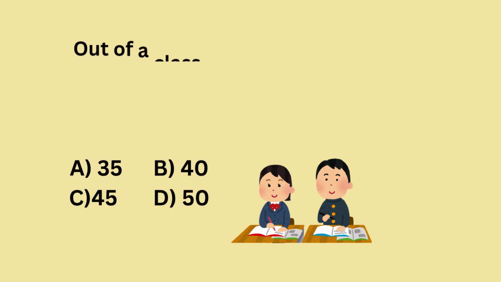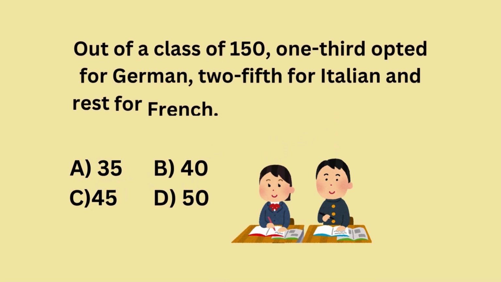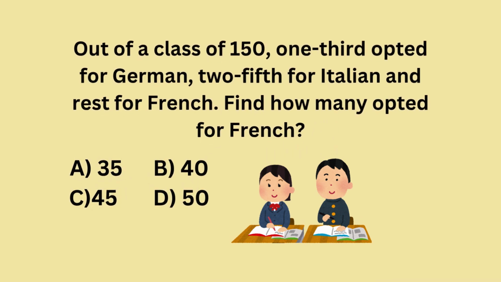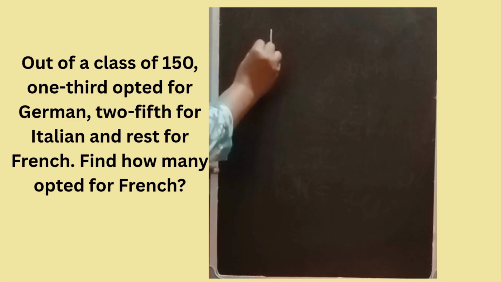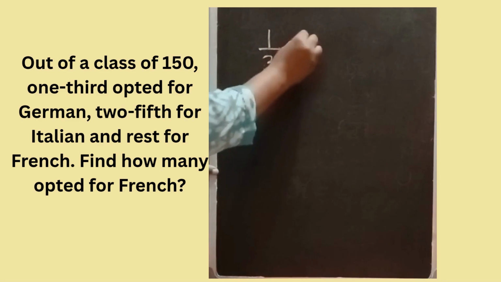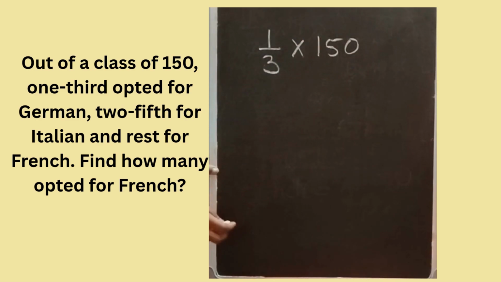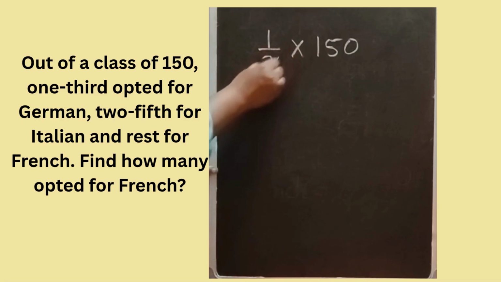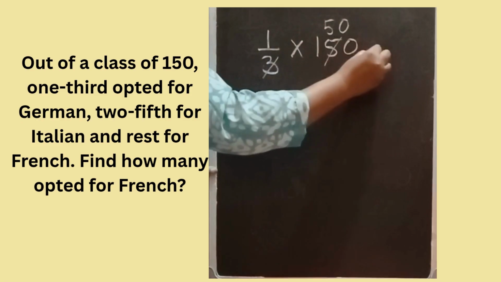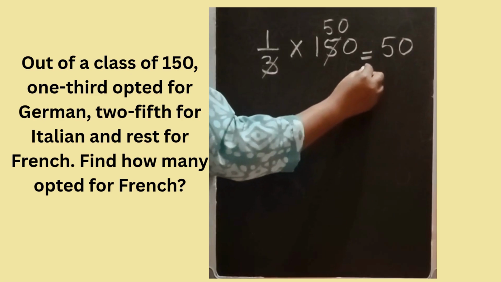So let us solve another sum. Out of a class of 150 children, 1/3 opted for German, 2/5 for Italian, and the rest for French. Find the number of children who opted for French. Now, 1/3 of 150 opted for German. So we will simplify 1/3 of 150. That is 50. So 50 children opted for German.